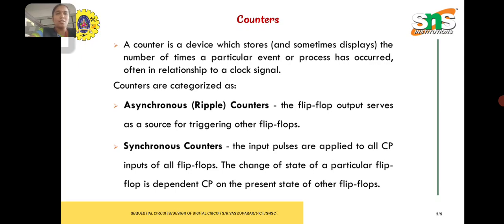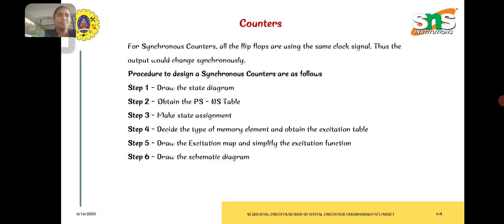Asynchronous counters are also called ripple counters, where a flip-flop output serves as a source of triggering the other flip-flop. So the input of a flip-flop is the output of the other flip-flops. This is called an asynchronous counter. And a synchronous counter is one where the input pulses are applied to all clock pulse inputs of all flip-flops. The change of state of a particular flip-flop depends on the clock pulse and on the present state of other flip-flops. So this is about synchronous and asynchronous types of counters.